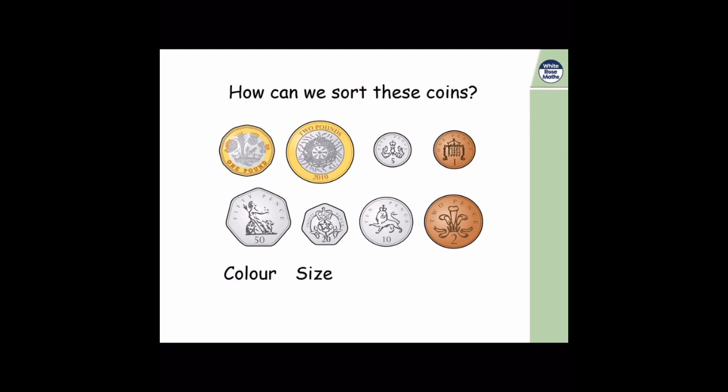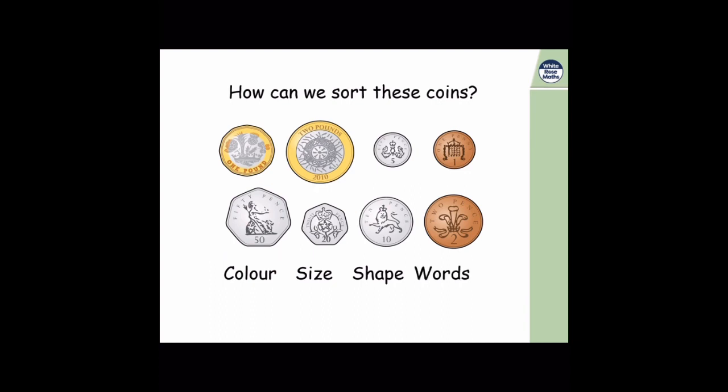We could also look at the size of the coins. You can see that every single coin has a different size. None of them are the same size as the other. We can look at the shape. Two of the coins have 7 sides. Can you see them there? The rest of them are all round.